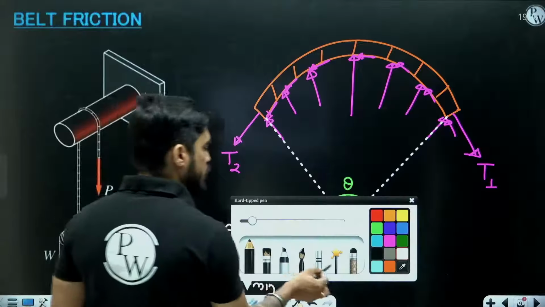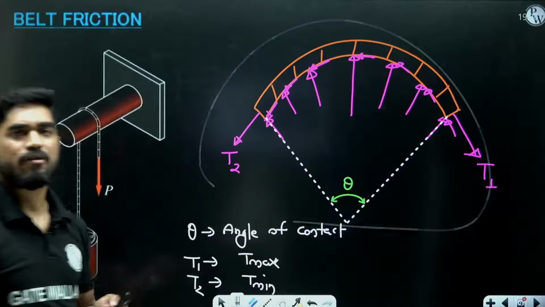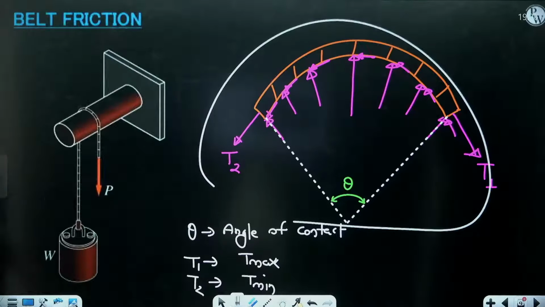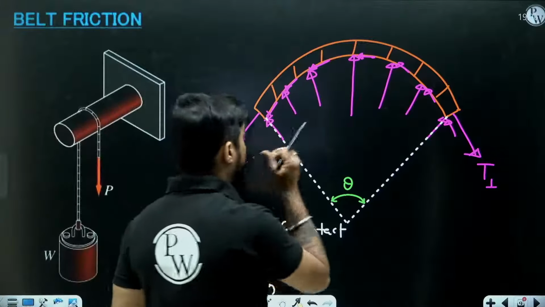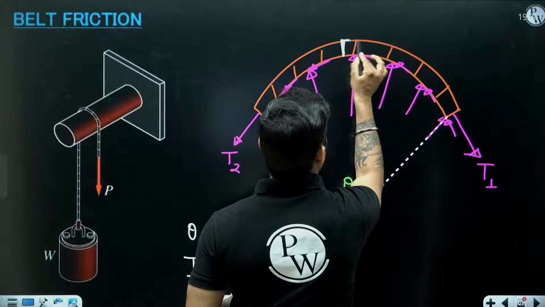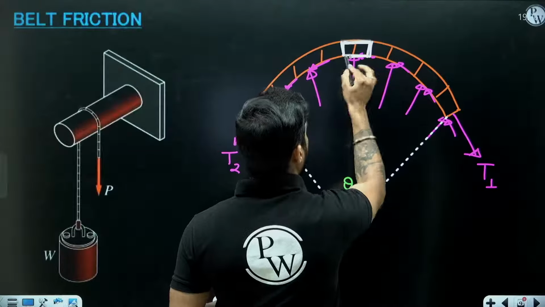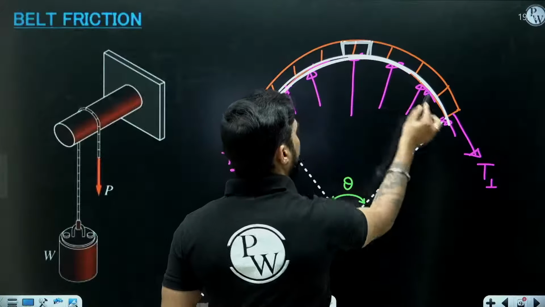Now if you solve the free body diagram applying equilibrium equation, you get the relation between T1 and T2. You might be thinking, sir, how to solve? So what you are going to do is, you are going to consider a very small part of this rope. Why very small part? Because right now the normal force is not equally distributed.